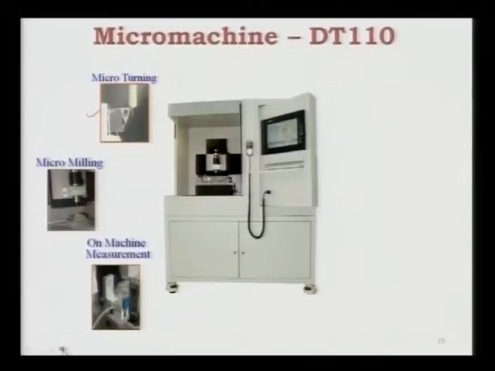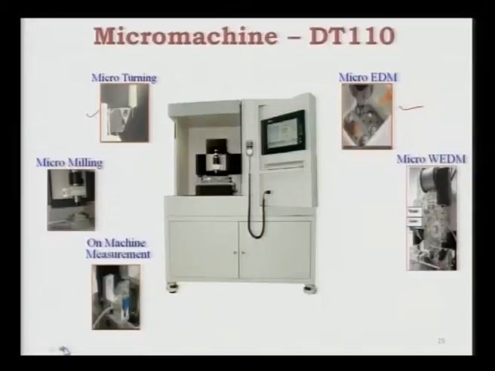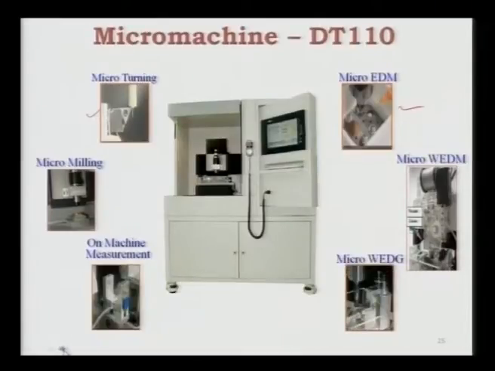Here on-machine measurement can be done. Then you can see the micro EDM process being performed over there. Here you can do the micro wire EDM process, and the wire is running around, and you can see that it is cutting the workpiece into the desired shape. And then the micro wire EDG, electric discharge grinding operation, is shown over there.